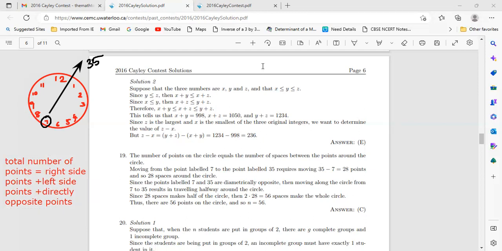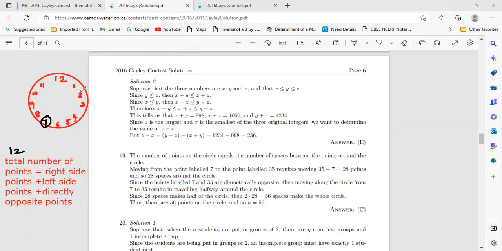I will just show you how I derived this formula from the clock. They said the total number of points can be right side points, left side points, and the directly opposite points. If you take the example of the clock, the total number of points in the clock must be 12, which means you have to get the answer as 12, isn't it?